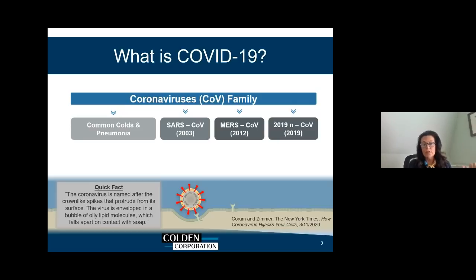It's responsible for the common cold and some more serious illnesses, like pneumonia. Looking back not that long ago, in 2003, we had SARS-CoV-1. In 2012, we had, and still have, outbreaks of MERS, or the Middle Eastern Respiratory Syndrome, which is another coronavirus. And now, the 2019 novel coronavirus, or rebranded SARS-CoV-2 just a few months ago, which again seems like long ago.